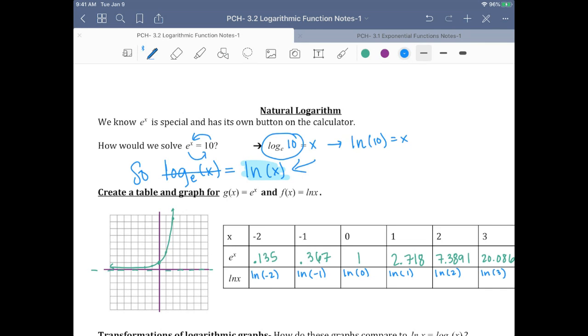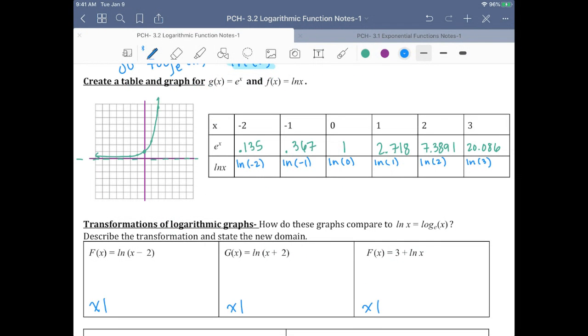Okay. So next, we're going to create a table for e to the x and ln of x. I went ahead and already graphed e to the x for you because we did it in our last notes. So let's get the values for the ln of x. What is the relationship between e to the x and ln of x? If you compose them, they are inverses.